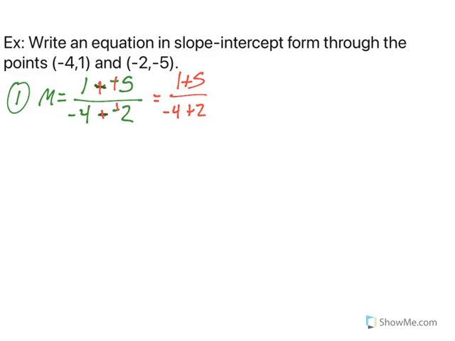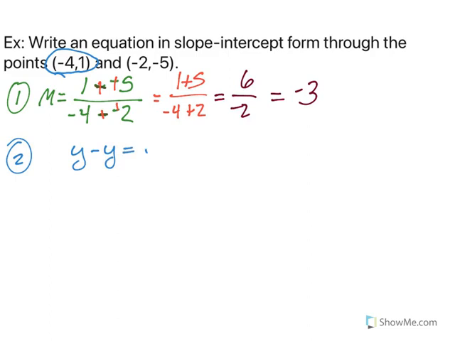So let's go ahead and simplify that. 1 plus 5 is 6. -4 plus 2 is -2. And 6 over negative 2 simplifies to negative 3. So now I am ready to jump into point slope form. Again, we just need to pick one of our points. I'm going to pick (-4, 1) because it has a positive in it. Again, I try to stick to positives if possible. So my y minus y1 equals m times x minus x1.